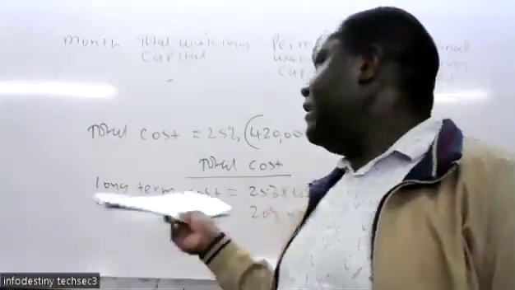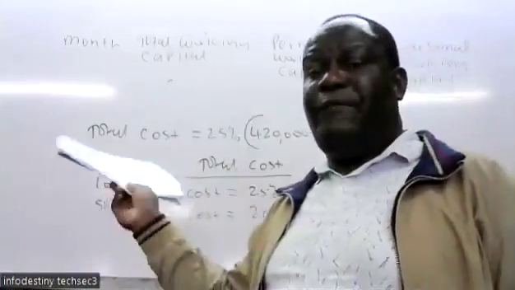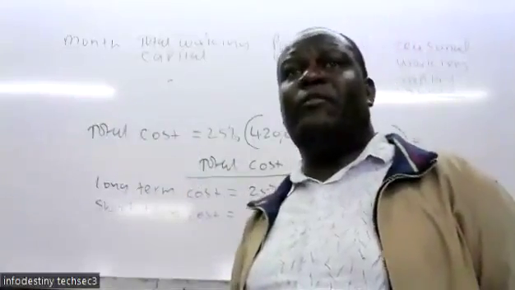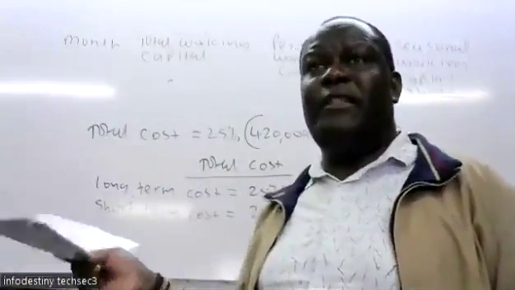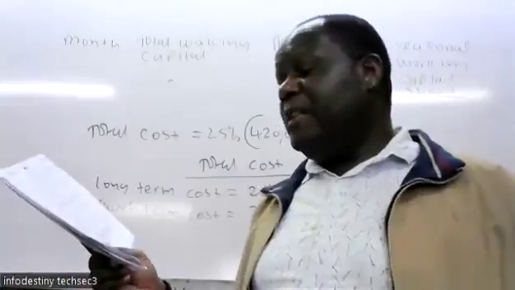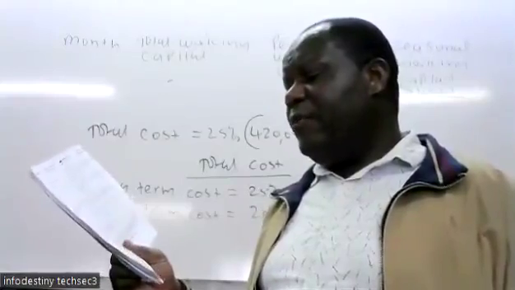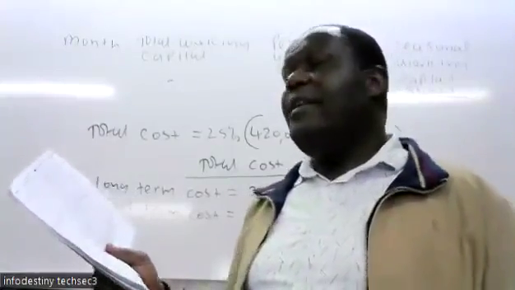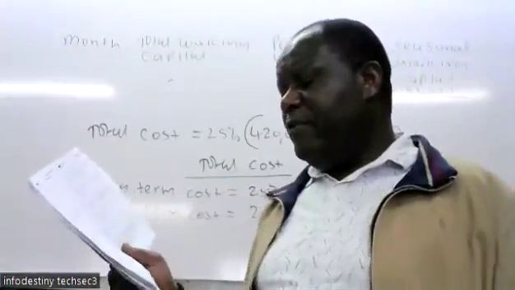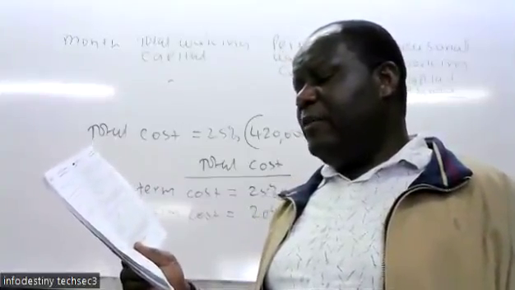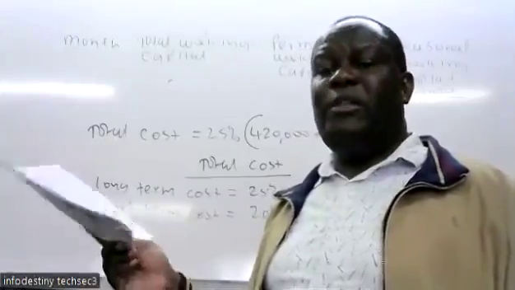This is what I've done after getting the totals. You remember after getting the totals, we got the average for the permanent. We also got the average for the seasonal. That is your Roman letter 2. Then Roman letter 3, total cost of the working capital finance if they adopt which policy? Aggressive. Roman letter 4, when they adopt conservative. Roman letter 5, when they adopt the matching policy.